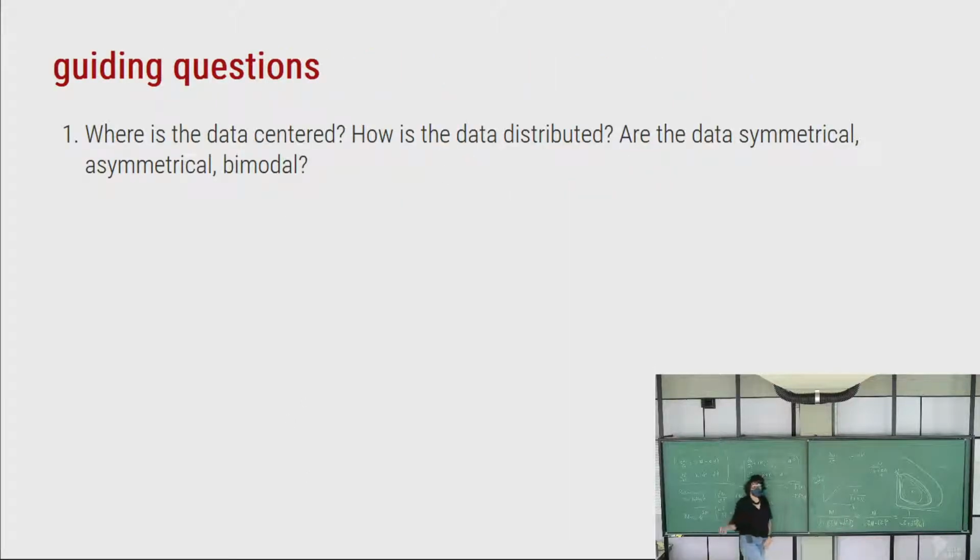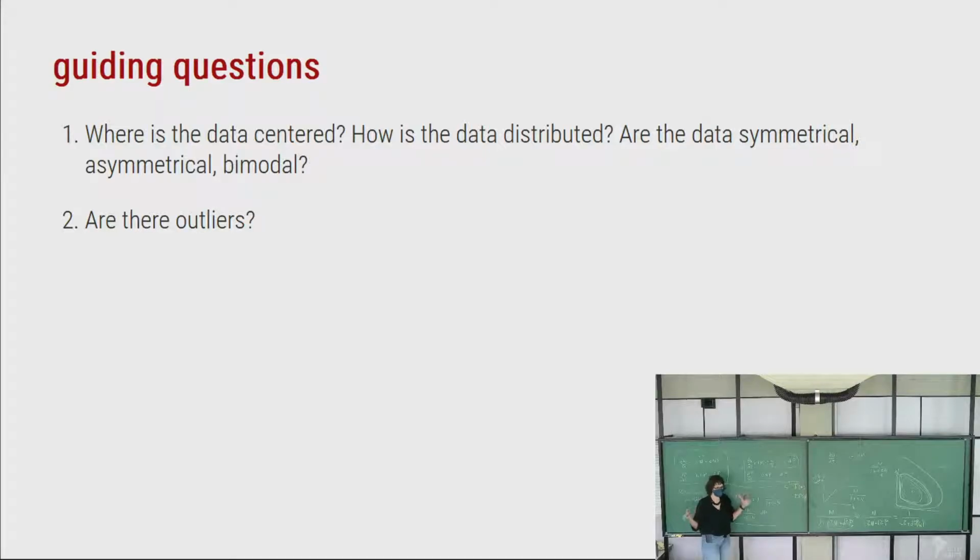So some guiding questions for exploratory data analysis are: where is the data centered, how is the data distributed, is the data symmetrical, asymmetrical, bimodal. We'll talk more about statistical distributions next week, before the linear model, in the statistics modeling module. But right now we will see data distributions and compare with a normal distribution today.